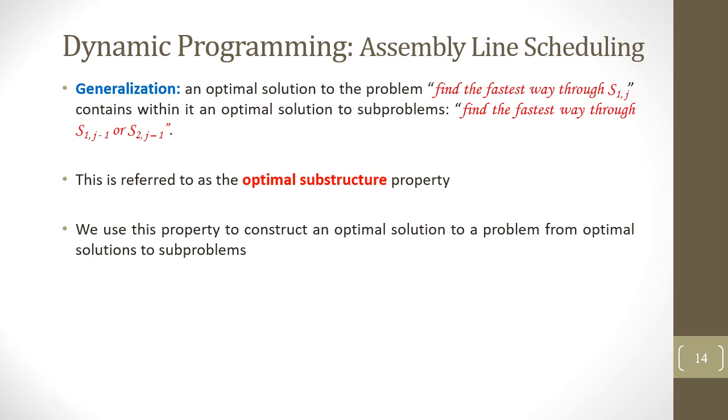An optimal solution to a problem contains within it optimal solutions to subproblems. This is the optimal substructure property. So we use this property to construct an optimal solution to a problem from optimal solutions to subproblems.